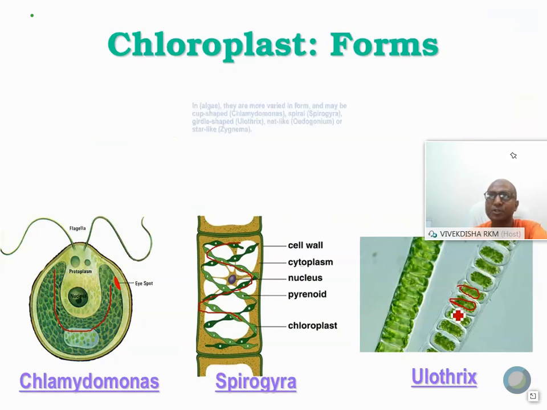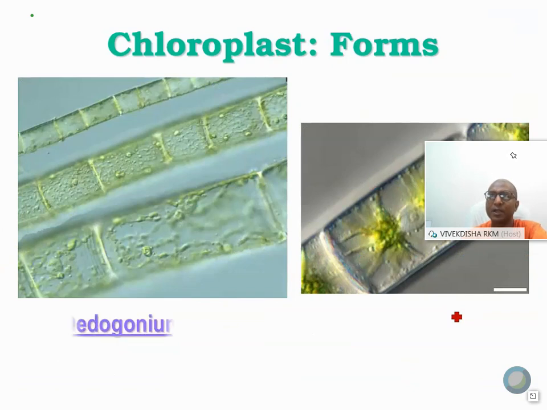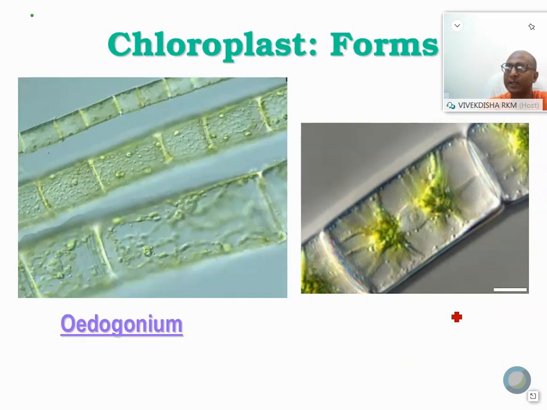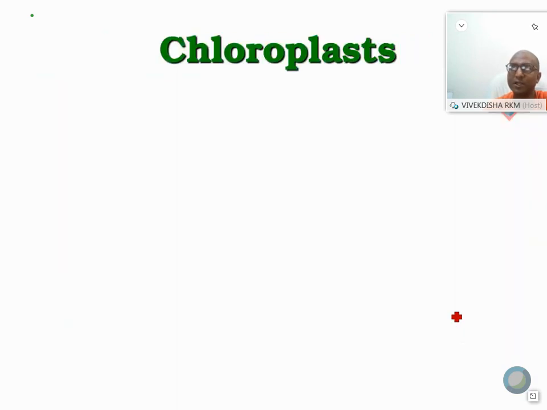Next, try to see this one. One is Oedogonium. In the name, O is silent, Oedogonium, and then Zygnema. So some star-like and some fiber-like. Also, chloroplasts are available in different types of plants and protists. In case of plants, we generally find special types of characteristics.